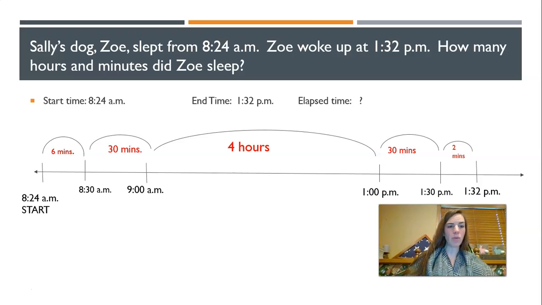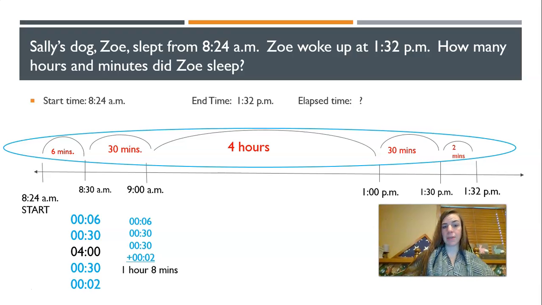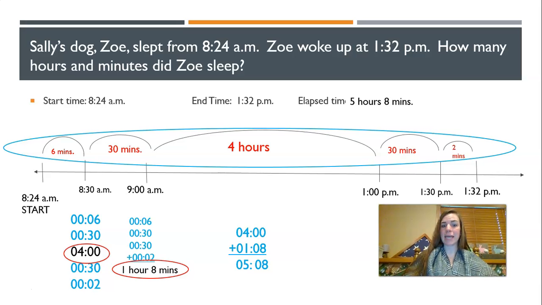Now we already know the answer, but let's take a look and add it as if we haven't added it yet. So I do my 6 minutes, my 30, my 4 hours from here, my 30 minutes, and my 2 minutes. And I'm going to pull together my minutes again. And that's going to be the 1 hour and 8 minutes. And then I have to add it together again, which we know is going to be a total of 5 hours and 8 minutes. 5 hours and 8 minutes. Oh, and look at, we got the same answer, even though we did different bunny hops.